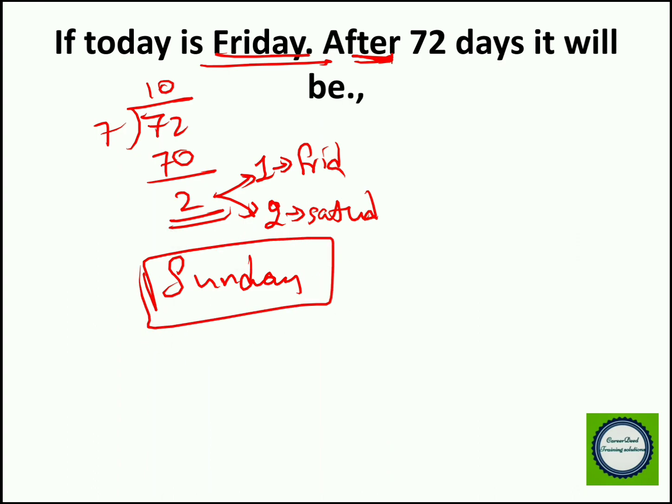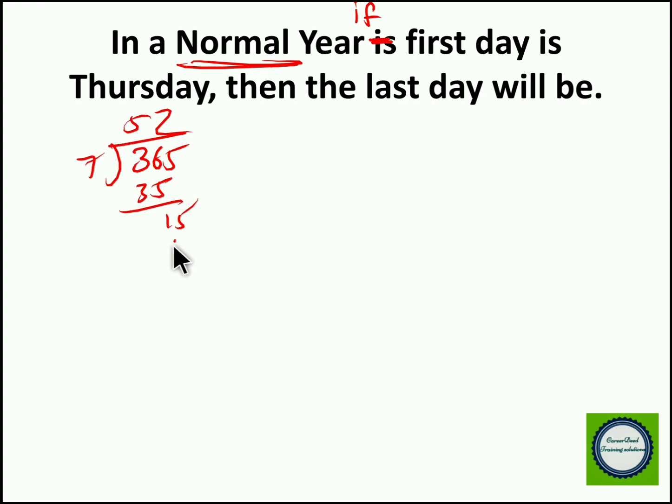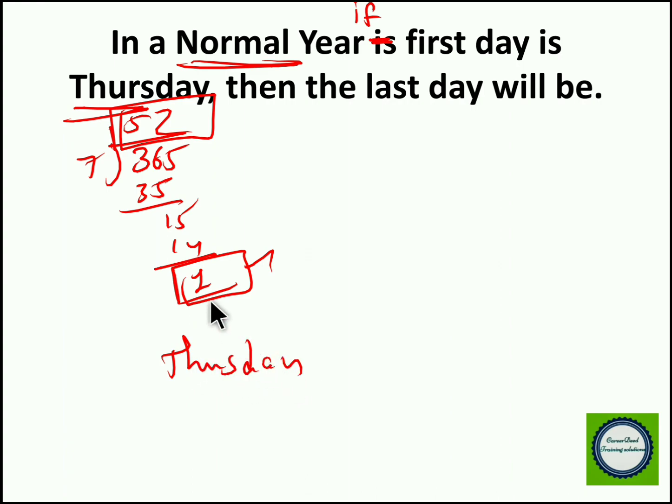Okay, now moving to question number 3. In a normal year, if the first day is Thursday, then the last day will be dash. In a normal year, we have 365 days in total. In 365 days, how many complete weeks do we have? When you divide by 7, 5 times 7 is 35, 115, 2 times 7 is 14, and the remainder is 1. So you have 52 complete weeks as well as 1 odd day as carry. If the first day is Thursday, that is January 1 is Thursday, then December 31 will again be Thursday. Hope you understood the concept, right?